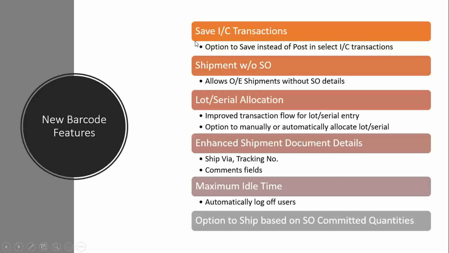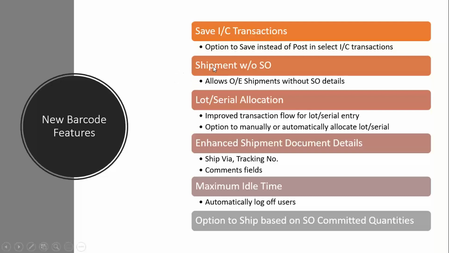So the very first line there, you can see, is that now using barcode 2022, we are able to save IC transactions rather than just posting it. This is something that some of you guys have been asking for. A good example would be IC receipts, IC shipments, internal usage. You could save and maybe post later on the back office screens.